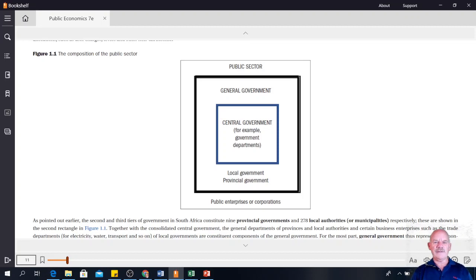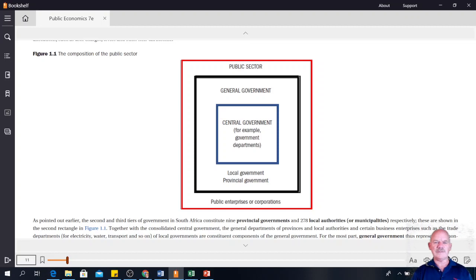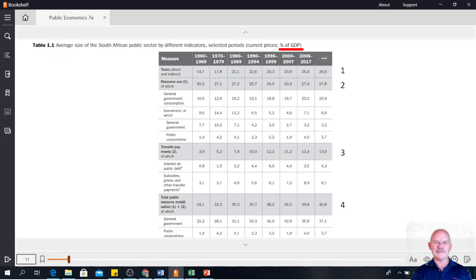Then the general government means it's the central government plus all the provincial governments plus all the hundreds of local municipal governments. And then the public sector is the collection of all government institutions, including the public enterprises such as Eskom and Transnet, and the total is the public sector. So you have to know the three definitions and three levels of government.